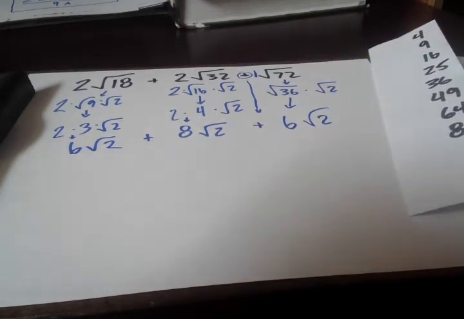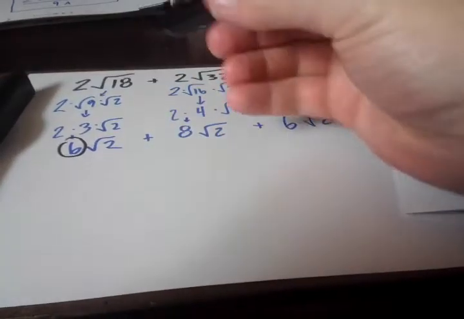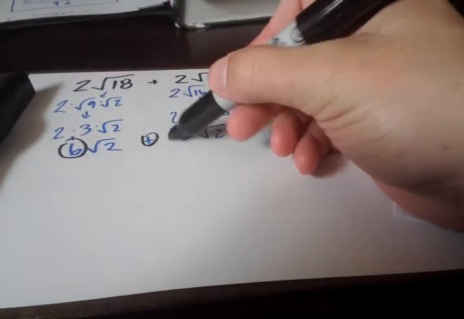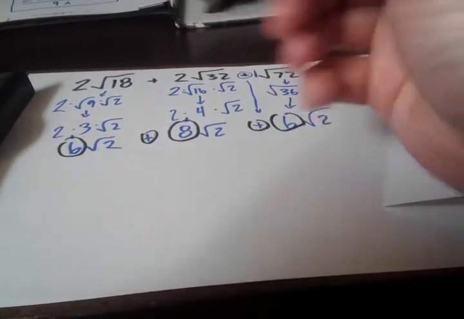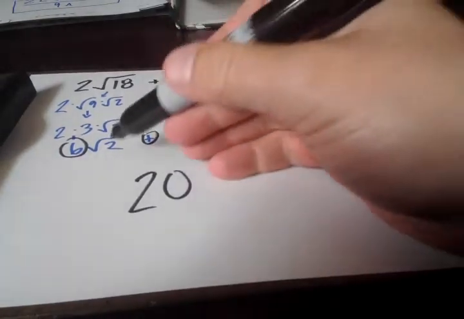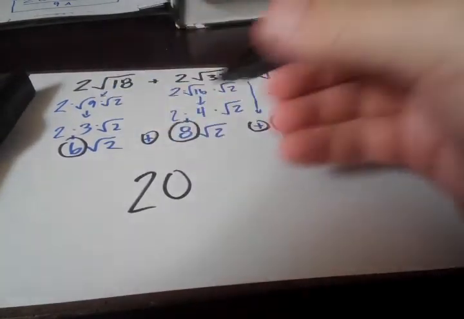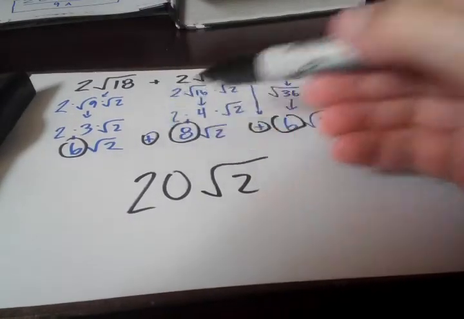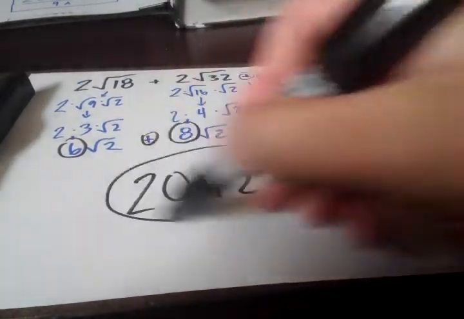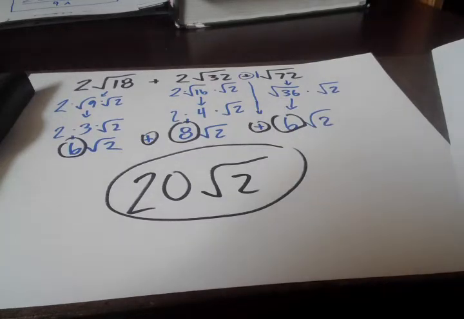Now, you can see that I got 3 radical 2's here. They are all the same, so we can just add and subtract. We're only going to do the outside numbers. 6 plus 8 plus 6, I believe, is 20. So we got 20. Remember, even though there's 3 of them, we're just going to leave it as radical 2, right? The inside does not change when we add or subtract. So our answer here is 20 radical 2.